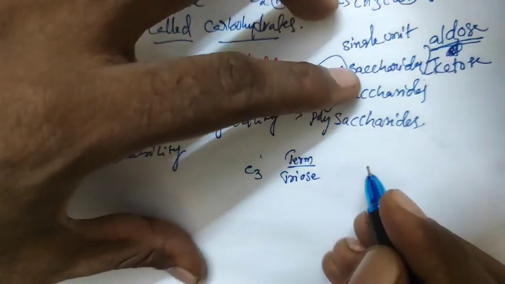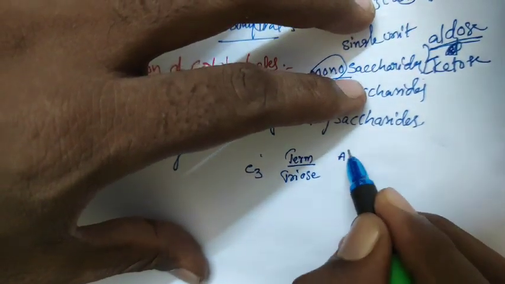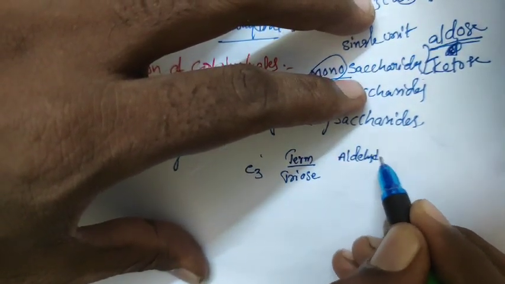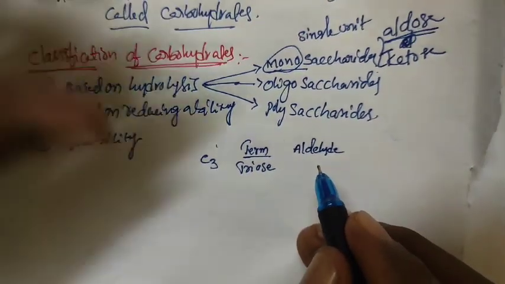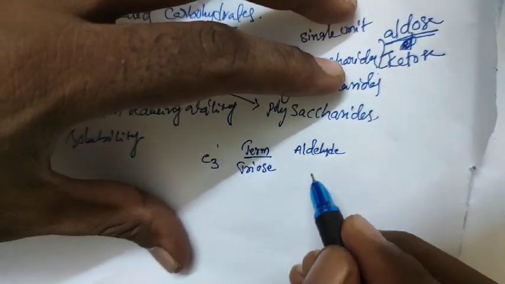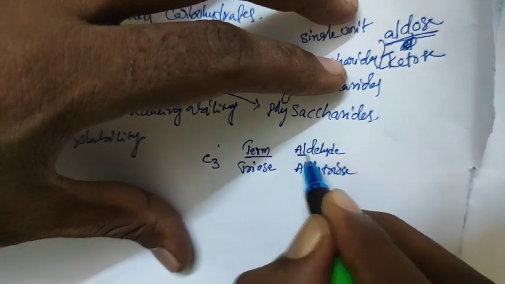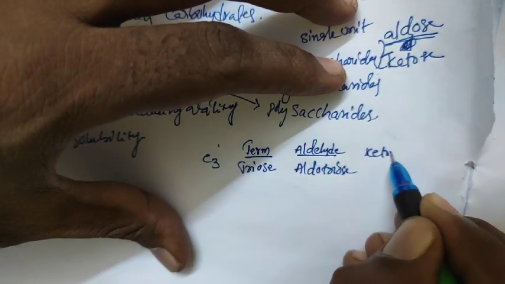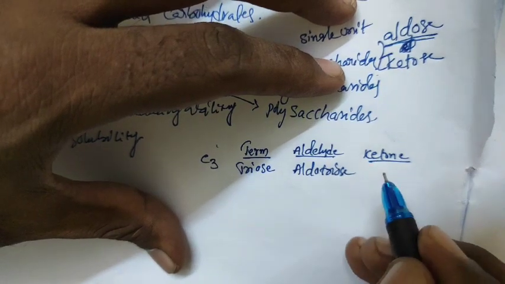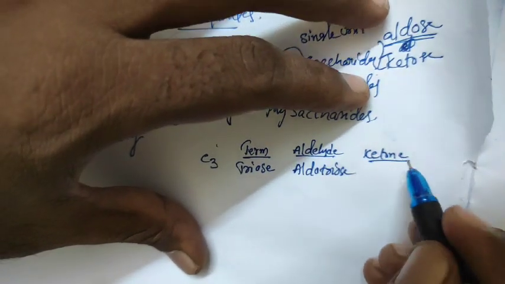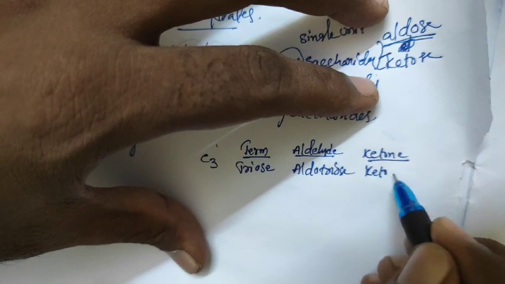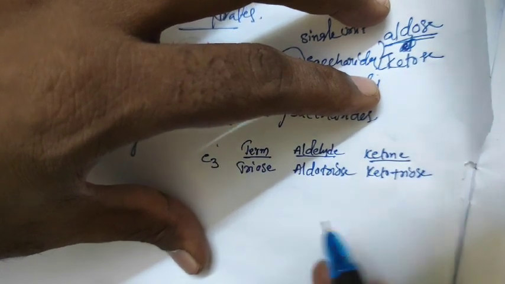Triose. If it is aldehyde, aldotriose. If it is ketone, the functional group there is keto, so we will call it ketotriose.